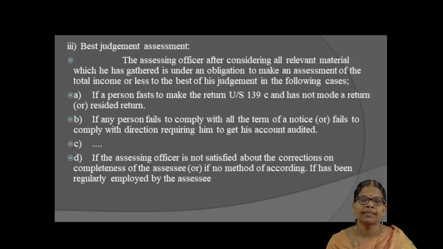Next one is best judgment assessment. The assessing officer, after considering all the relevant material facts which have to be gathered, makes the assessment at his own discretion, according to his own judgment. It is called best judgment assessment. The best judgment assessment is done in the following cases. First, if any assessee fails to make any return, fails to comply with the notice, or fails to comply with the direction requiring him to get his accounts audited. So whatever commitment or fraud is committed by any assessee, according to his own judgment, the assessing officer has to take a decision about the tax liability.